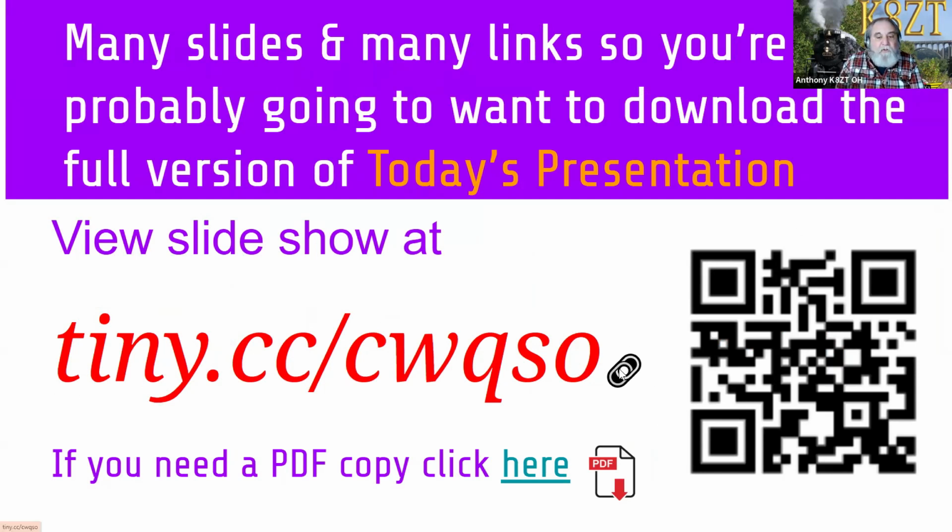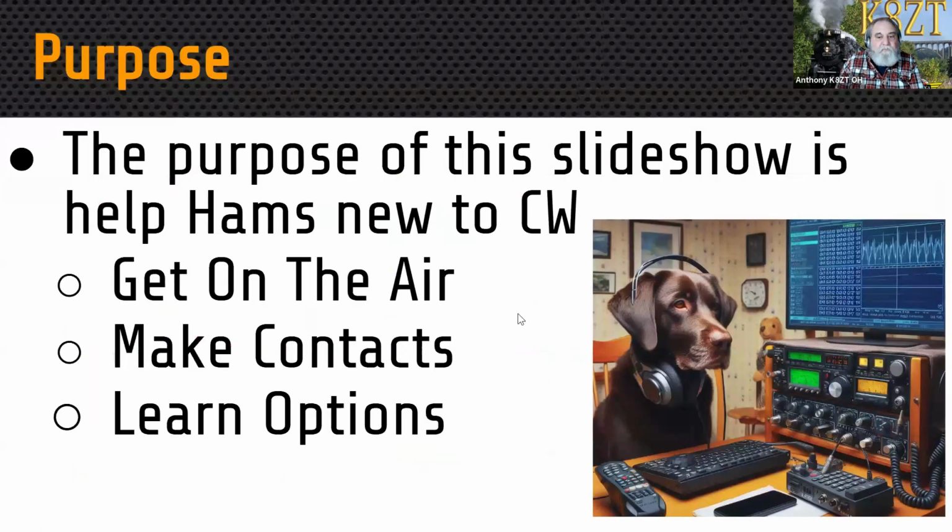Anytime you see this font or this symbol, that means there's a link that you can click on for more information in today's slideshow. The purpose of the slideshow is to help hams new to CW get on there, make contacts, and learn the options that they have.